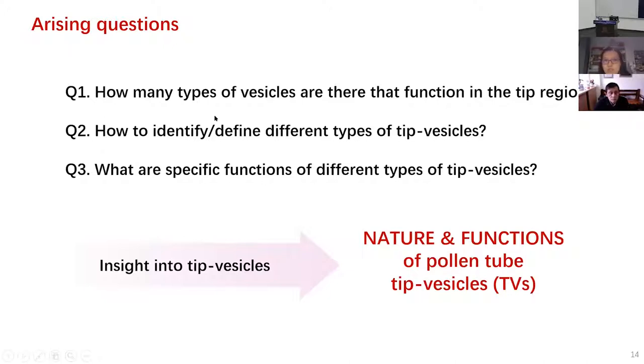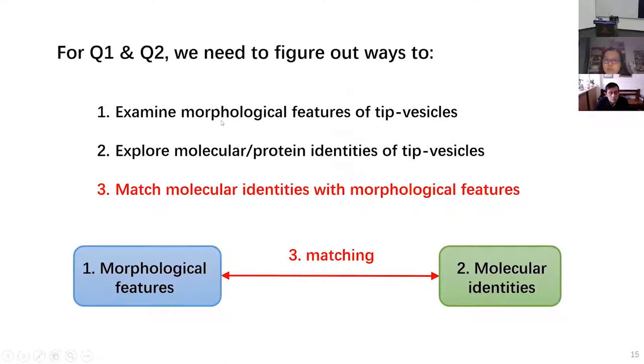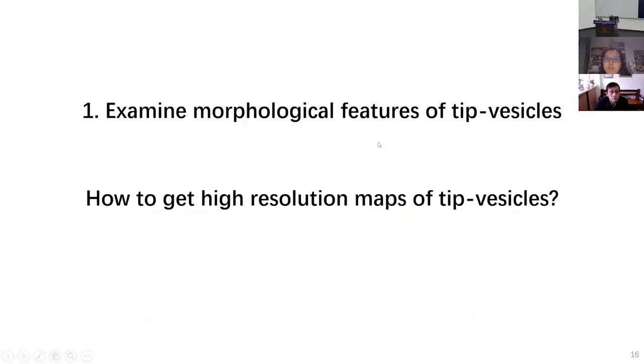And for these two questions, we need to figure out ways to examine morphological features of tip vesicles, to explore molecular or protein identities of tip vesicles, and the last, also the most important one, match molecular identities with morphological features. For the first task, how can we get high-resolution maps of tip vesicles?